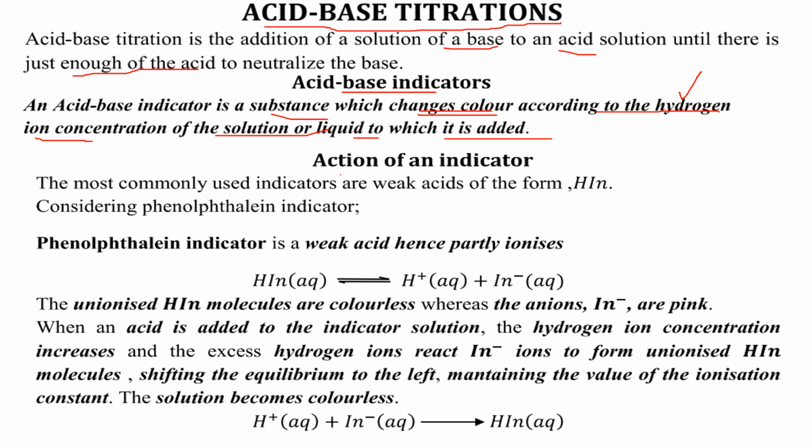Now going to the action of the indicator, seeing how it functions. Indicators are represented by this symbol, HIN. And we are saying that the action of an indicator is going to depend on the concentration of hydrogen ions that are present in each and every solution. So considering phenolphthalein indicator, which is commonly used in our laboratories, we are saying that phenolphthalein indicator is a weak acid, hence it partially ionizes.